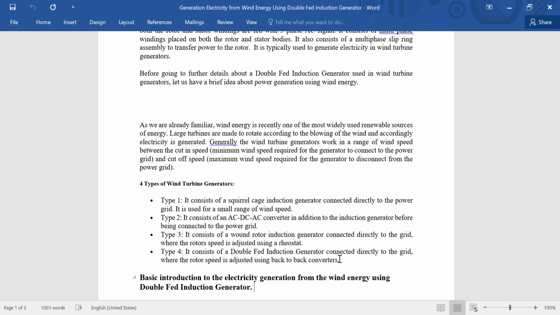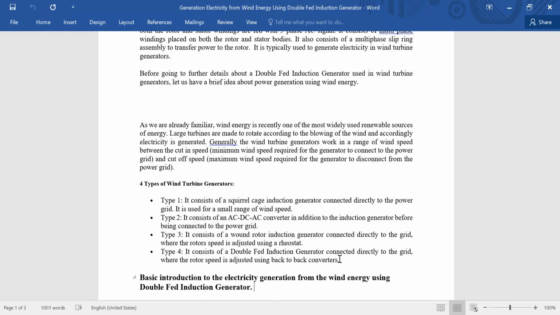Then type 3 consists of a wound rotor induction generator, or slip ring induction generator, which is directly connected to the grid. The rotor speed is adjusted by a rheostat, because when we are talking about the slip ring induction motor, the resistance or rheostat is required to adjust the rotor speed.